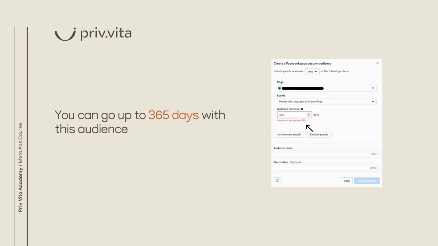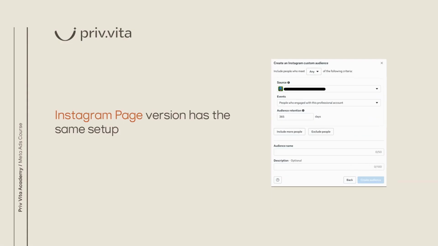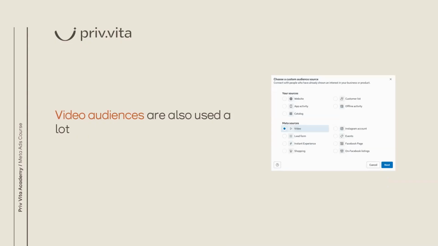Now let's talk about the retention date. You can go up to 365 days with this audience, unlike the website events. Just give it a name and you're good to go. In case you don't believe me, here's the Instagram version. Literally the same thing as I said. Video audiences are also used a lot, but I'll leave that for you to figure out.